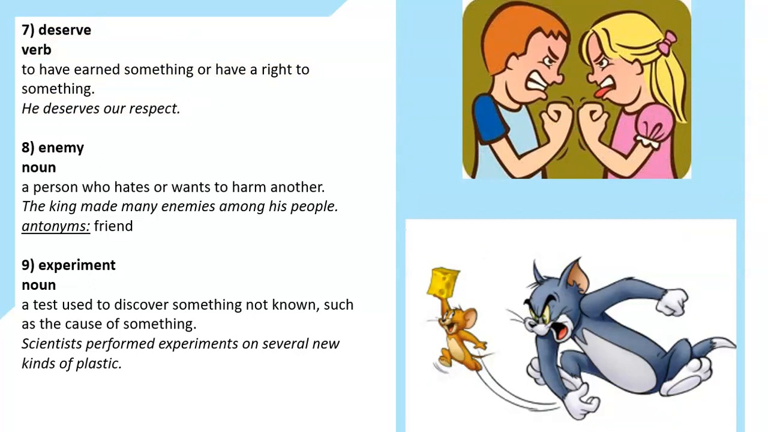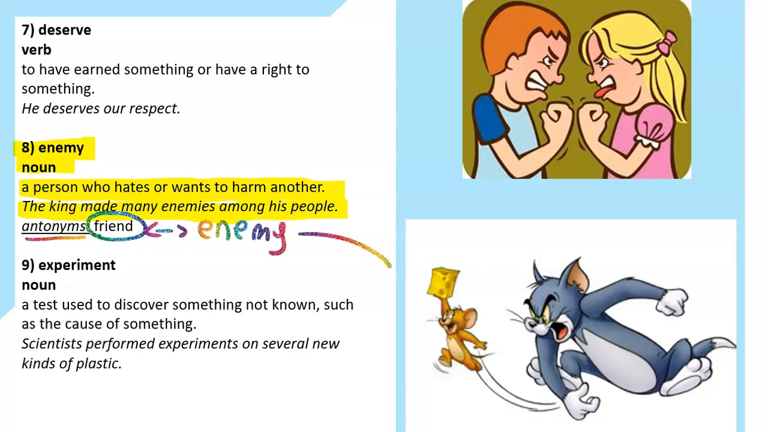Our next word is enemy. Enemy is a noun, and an enemy is a person who hates or wants to harm another person. For example, the king made many enemies among his people. And the important thing here is the antonym. The antonym of enemy is your friend. So friend and enemy are opposite words.